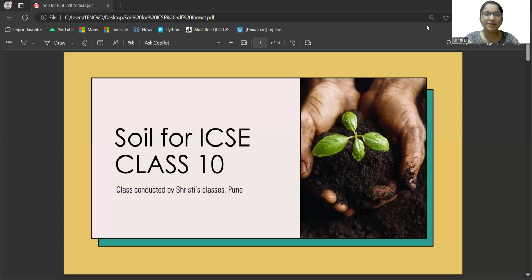Hello everyone. Today we'll be studying soils for ICSE class 10. This class is conducted to give you an idea of how to study soils. It's an important chapter from the ICSE perspective, and a large number of questions are asked from this chapter which are quite easy to solve in my opinion, but they can be tricky if you don't know what to study for. So we'll try to explore a few concepts in this chapter.